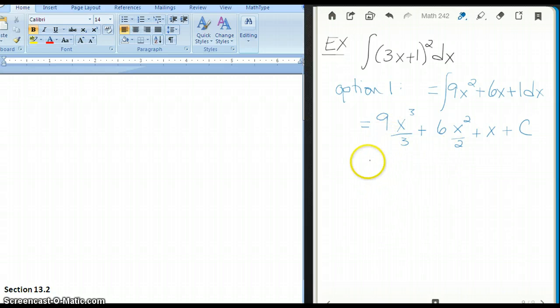Yes, we could make this look nicer. This is 3x to the third plus 3x squared plus x plus c. And that's a perfectly valid way to handle this. Like I said, that's option 1. The second option will be the topic of this video, which is an alternative.